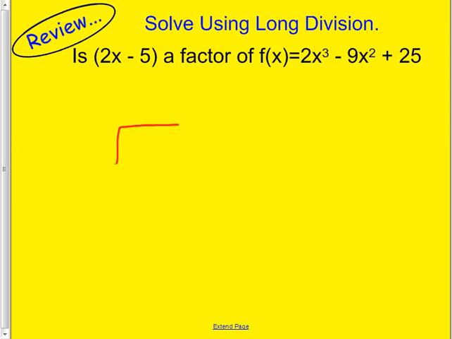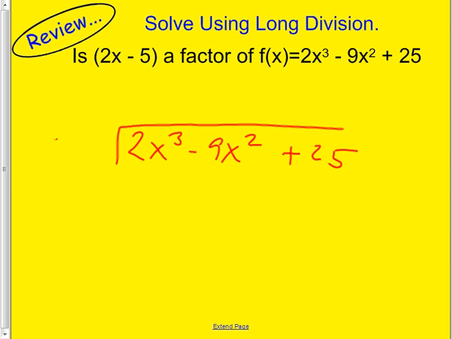Everybody put the dividend in the den. Remember which one that is? The bigger one. 2x to the third minus 9x squared plus 25. And then on the outside, 2x minus 5.